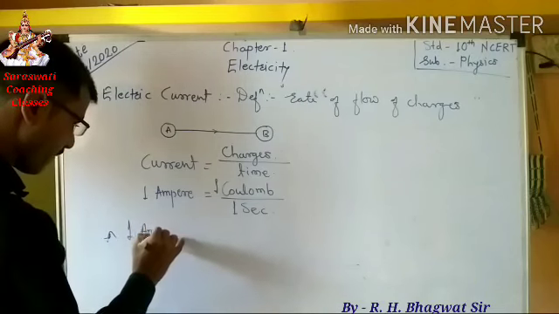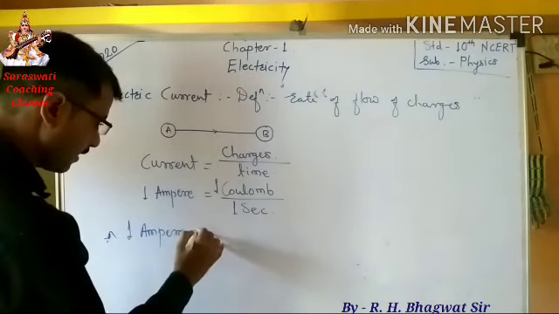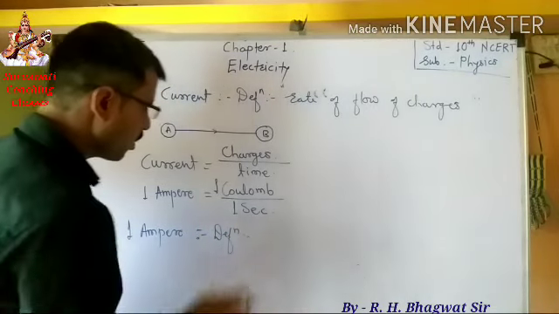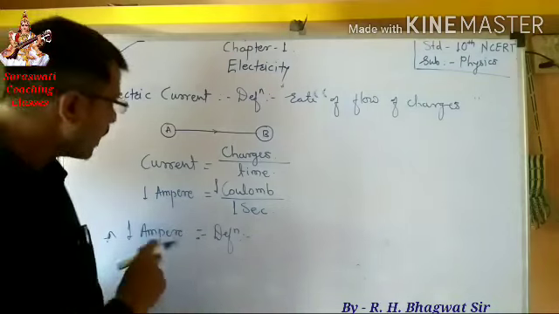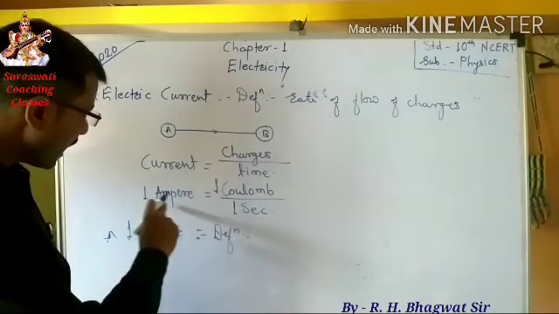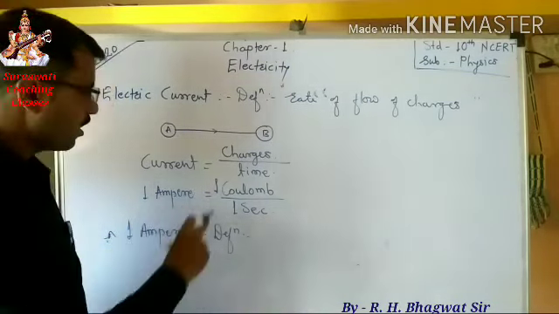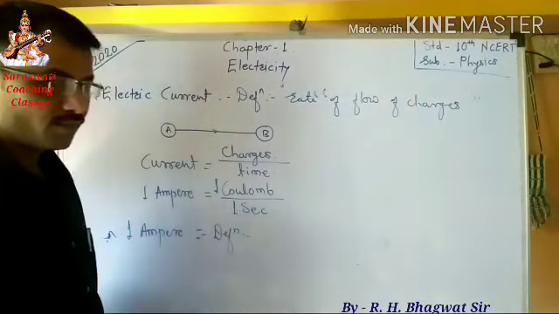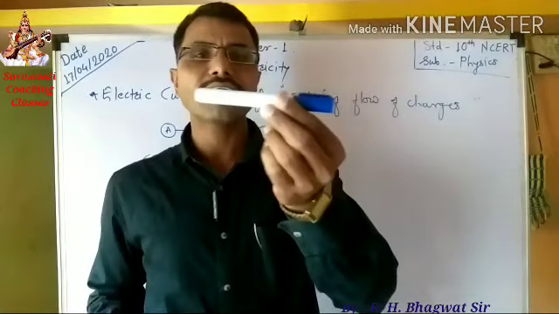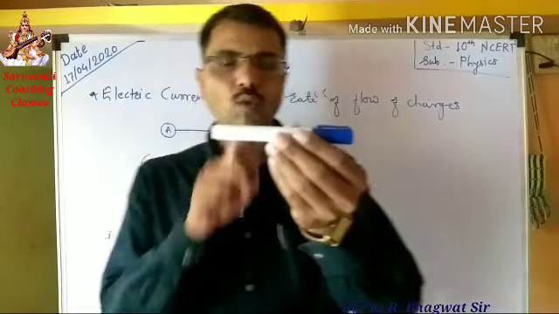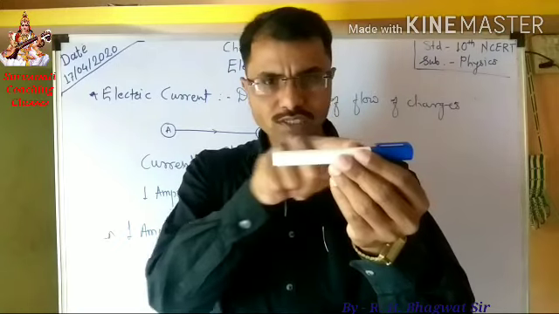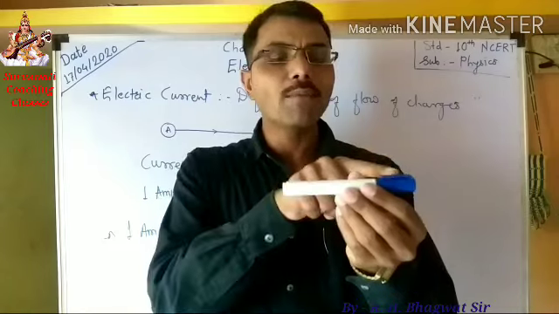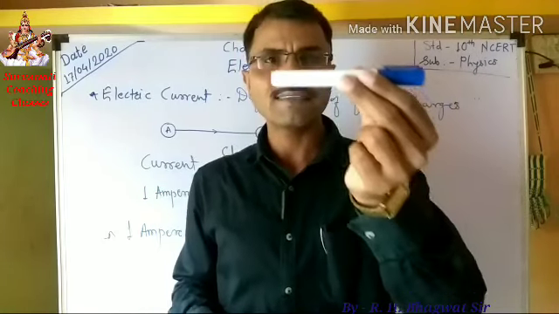Definition of 1 ampere electric current. From this formula, how can we define 1 ampere electric current? Here, 1 ampere is the current when 1 coulomb of charge flows through the conductor in 1 second. If we consider this an electrical conductor, and 1 coulomb of charge flows through this conductor in 1 second, then we can say that 1 ampere of current is flowing through this conductor.